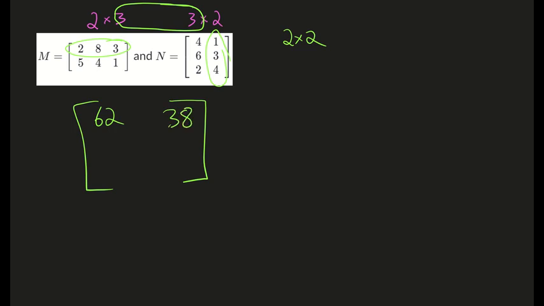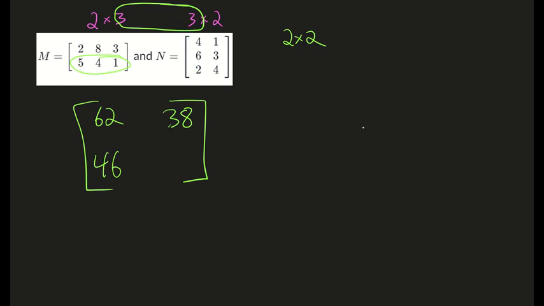So it's just like finding the dot product. Multiply the first by the first, second by the second, third by the third, add it together. So when we're looking at this location, second row, first column, we multiply our second row by our first column. So 5 times 4 plus 4 times 6 plus 1 times 2. So we end up with 46.